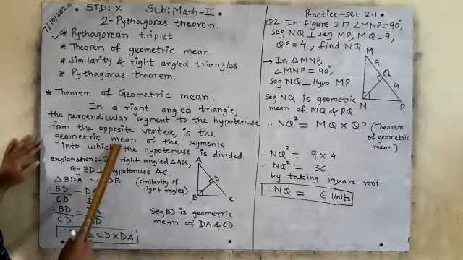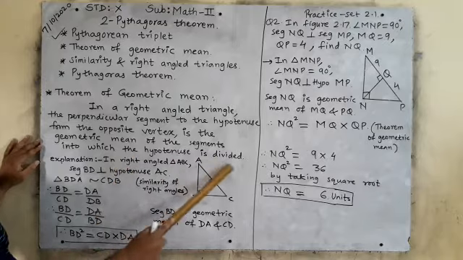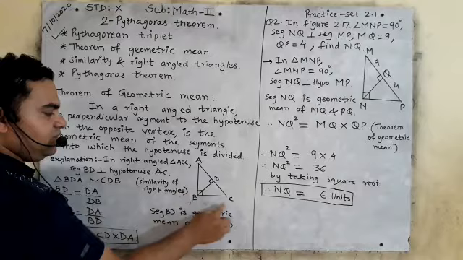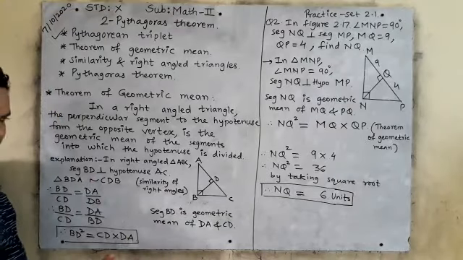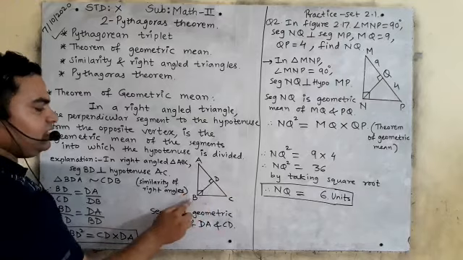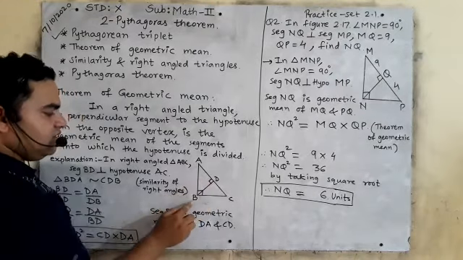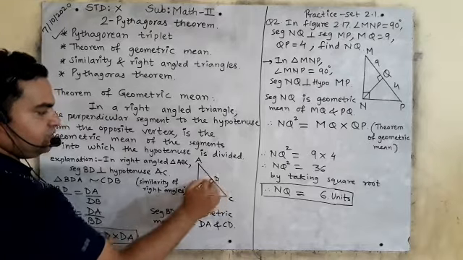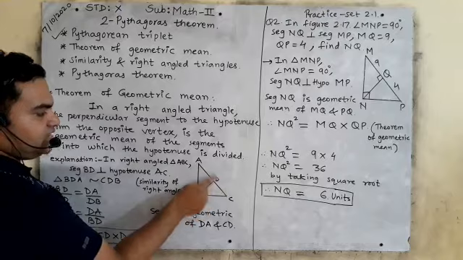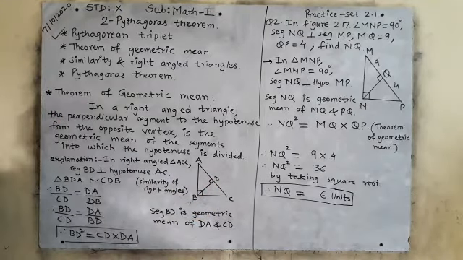Is the geometric mean of the segments into which the hypotenuse is divided. Can you see triangle ABC is a right angle triangle and segment AC is the hypotenuse. Can you see the perpendicular drawn from B to the hypotenuse? BD is a perpendicular drawn on hypotenuse AC, which divides the hypotenuse into two parts, AD and DC. Yes or no?